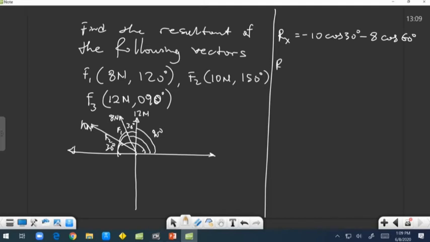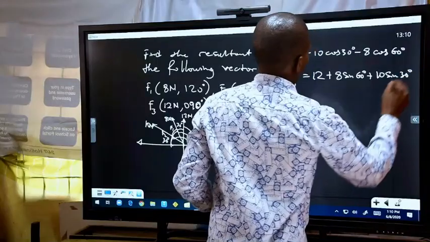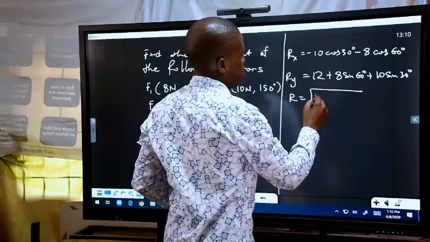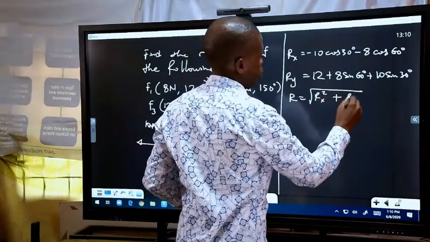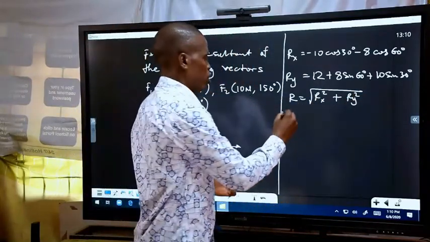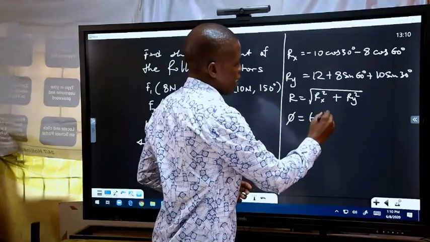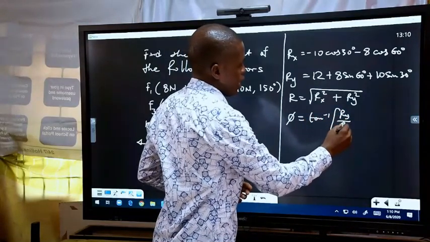And Ry is equal to this force, which is 12 acting positively, and resolve this 8 newtons. So we have 8. You need to resolve it vertically this time around. So you have 60 here: 8 sine 60 degrees. Then with the 10 newtons force, we have this 30, this 60. So we have 10 sine 30. So with this, you get your resultant using the same formula stated earlier, Rx squared plus Ry squared. So you can solve them and get the direction as well. Phi equals tan inverse of Ry divided by Rx.